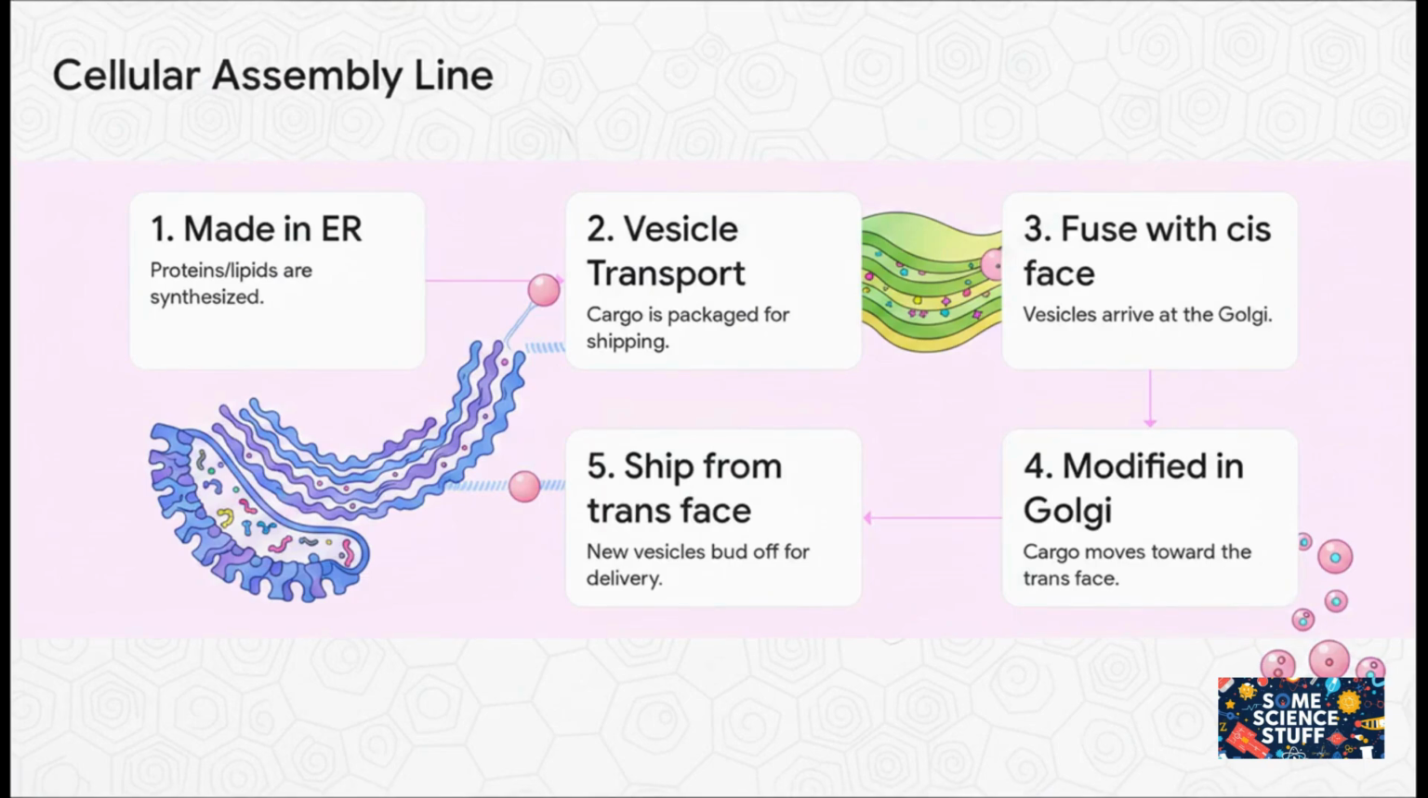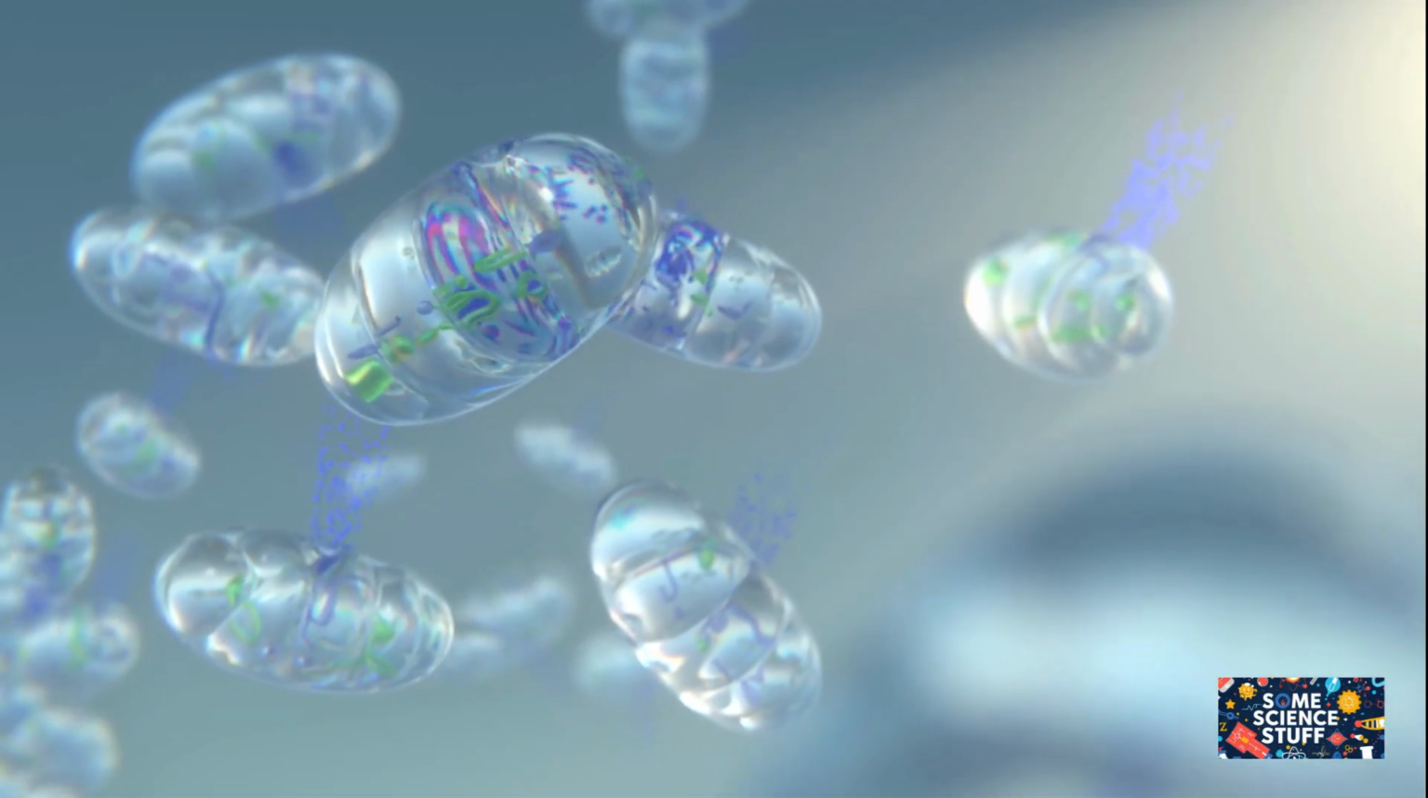So here's how the assembly line actually works. Products made in the ER get loaded into these little transport bubbles called vesicles. These vesicles travel to the Golgi and fuse with the receiving side, which we call the cis phase. As the cargo moves through the Golgi stacks toward the shipping side, or the trans face, it gets modified and sorted. Finally, new vesicles literally pinch off from the trans face, all packed and ready for their final delivery.